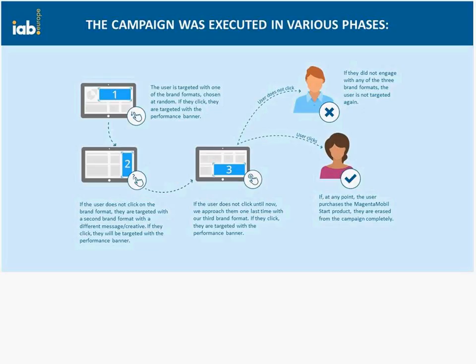If the user does click and then does the performance stage and the KPI goals, so if the traffic is driven to the website, then they're also erased. And this just eliminates targeting people who have already engaged with the campaign, and it also means that you're always engaging with a new audience and your budgets are being spent more effectively.